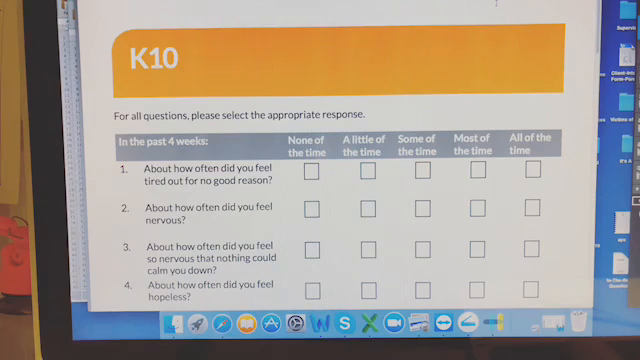So the K10 stands for the Kessler Distress Scale 10. All we do here is just kind of like the DASS.